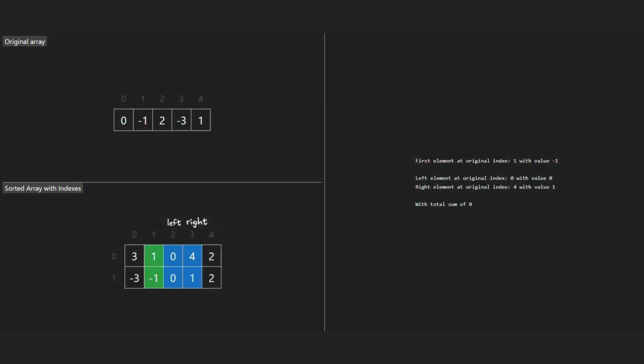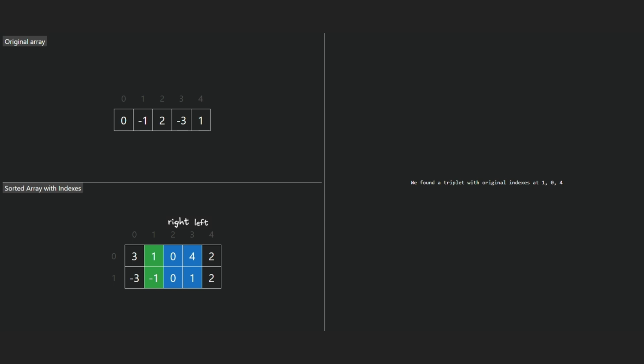Decrement right. Left at 2, the value is 0, original index 0. Right at 3, the value is 1, original index 4. Sum is 0 plus 1 equals target. Triplet, original indices 1, 0, 4. Sort to 0, 1, 4. Add 0, 1, 4 to result. Increment left, decrement right. Left at 3, right at 2.